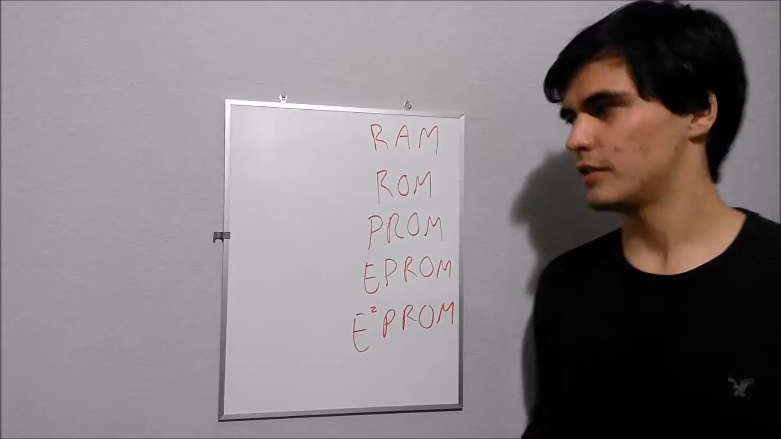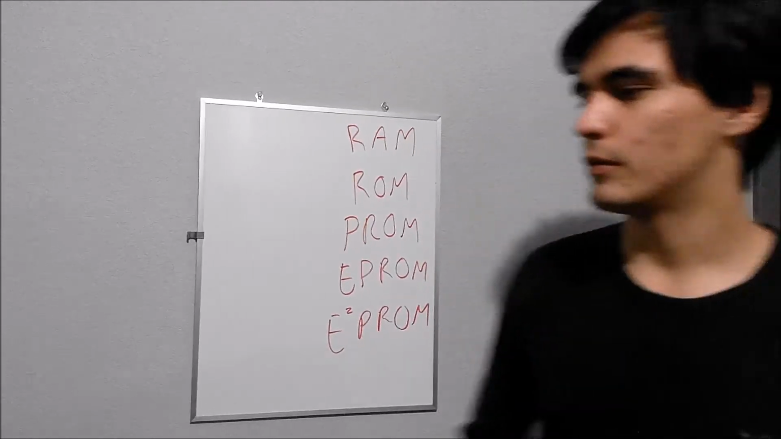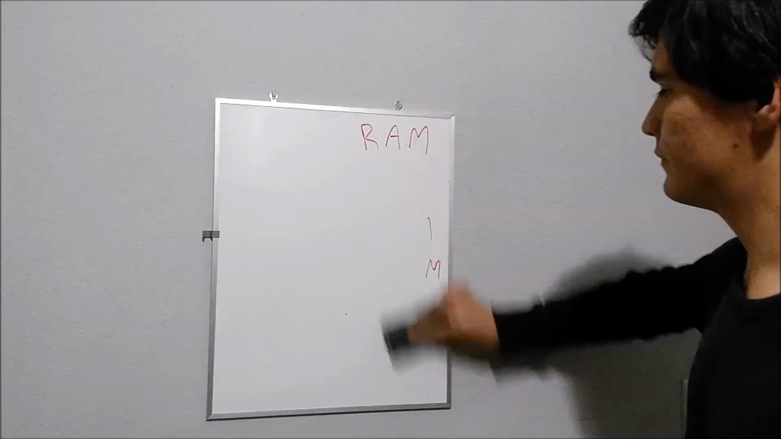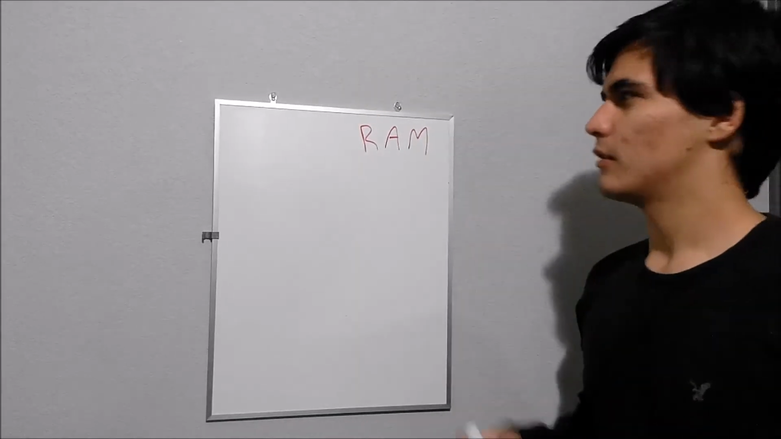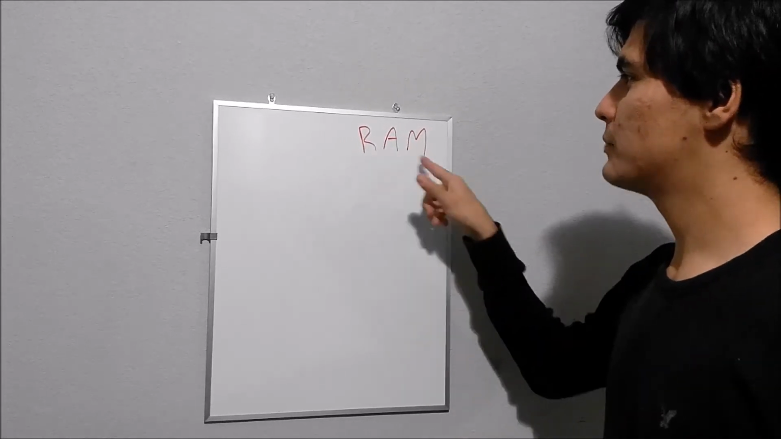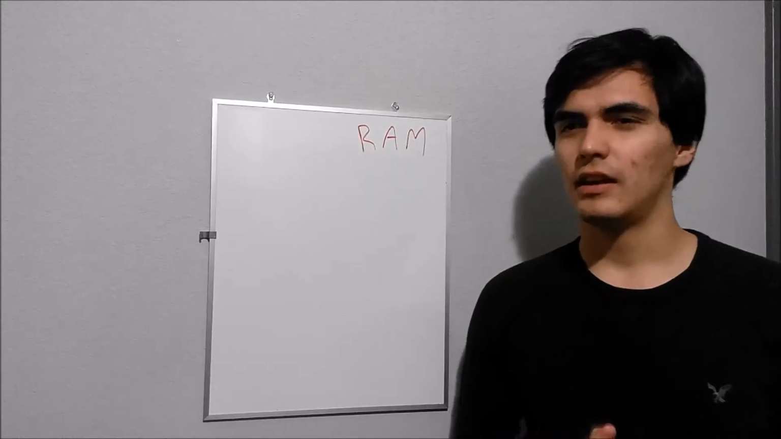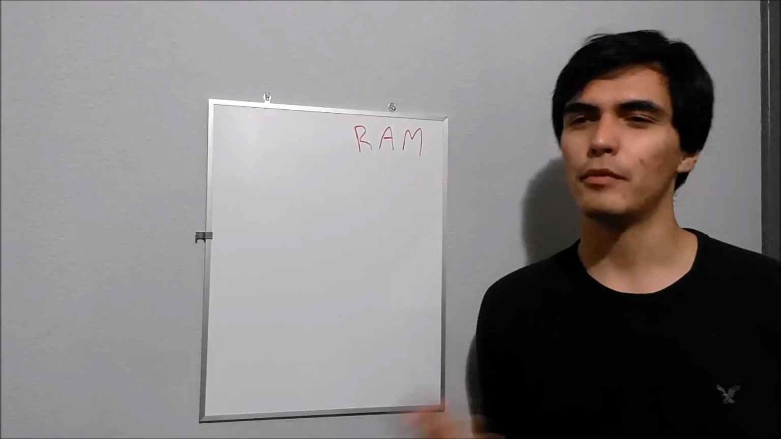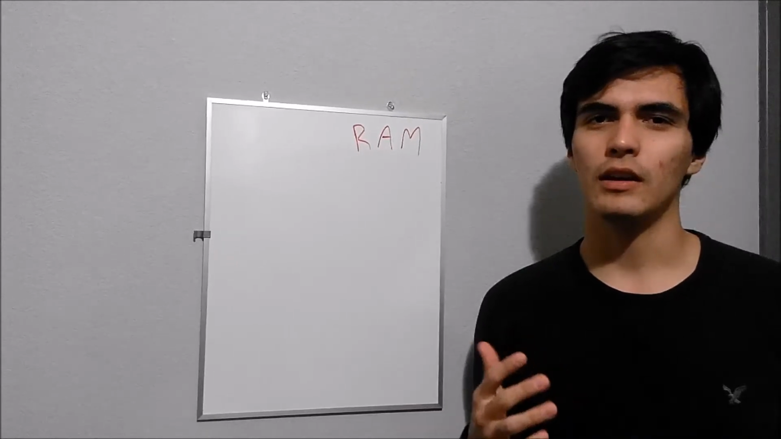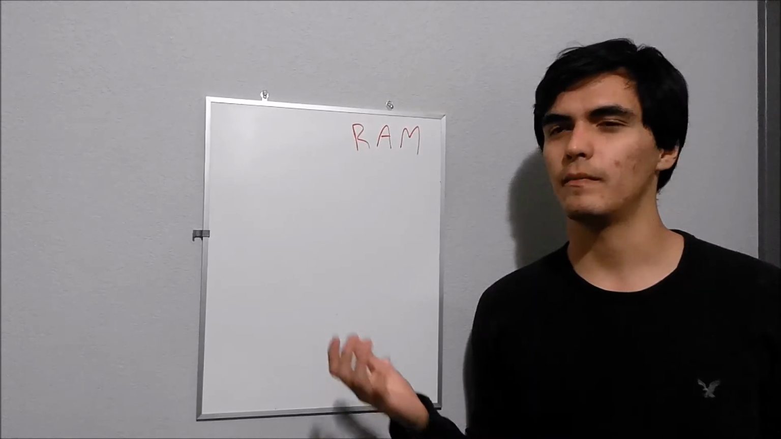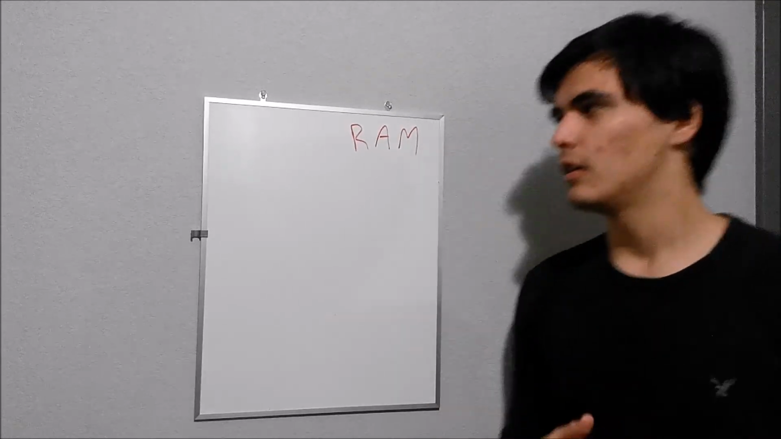So we're going to see each one of these to know about the PLDs. First, the RAM. What does RAM mean? RAM means random access memory. This means that you can access each point of the memory just using the address of the information that you need.